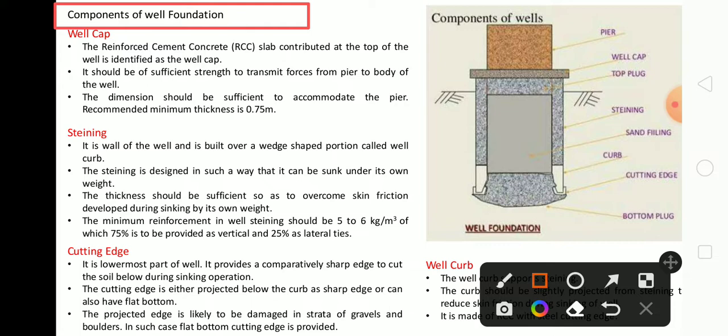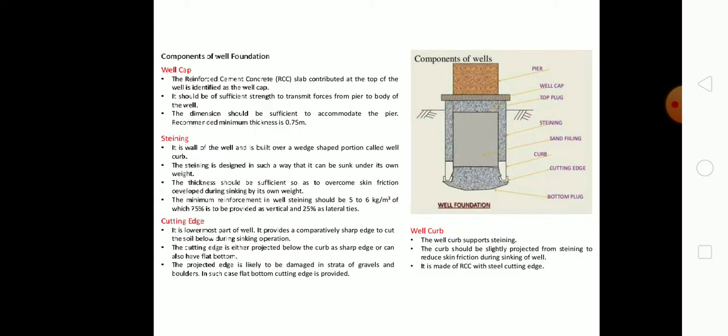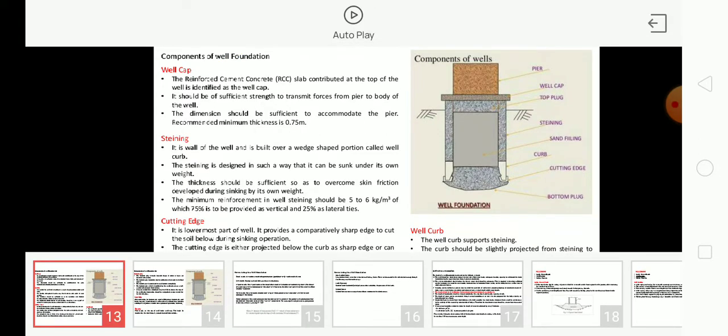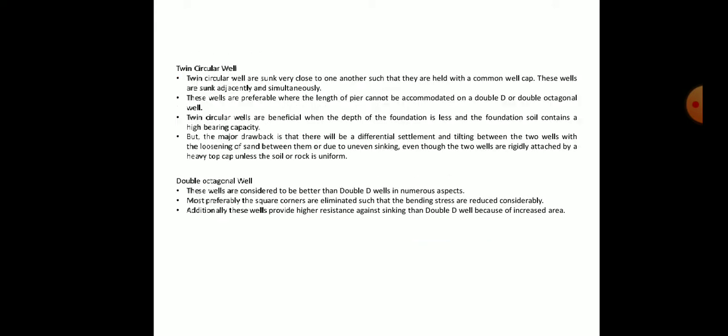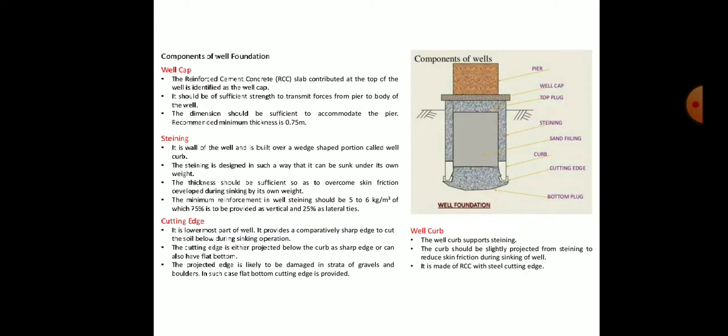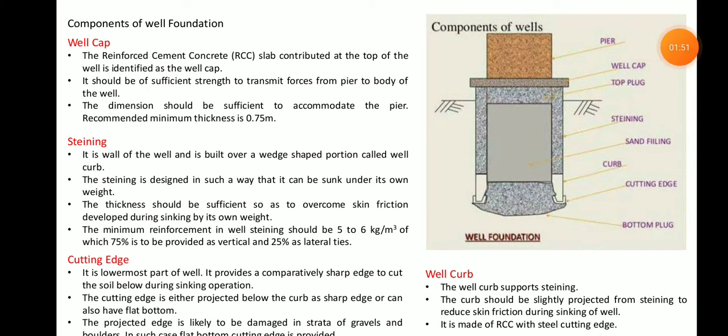So basically there are 6-7 types of components of well foundation. You can see here: well cap, staining, cutting edge, well curve, bottom plug, and sand filling and top plug. These are the basic components of the well foundation. Now we are going to study them one by one.